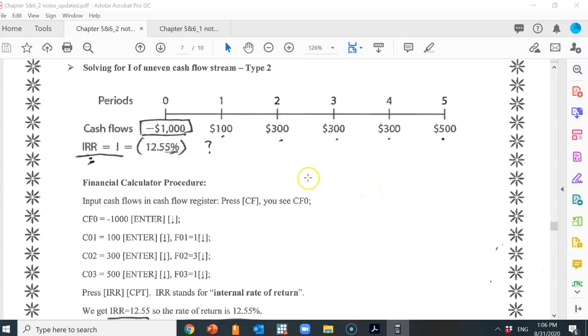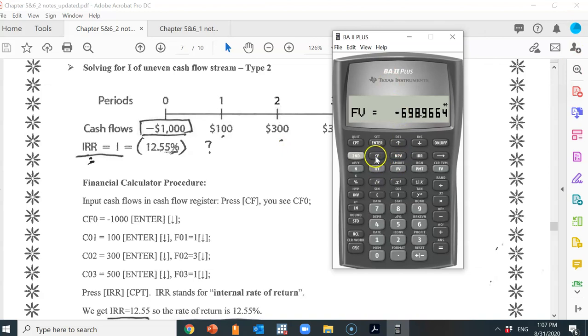Okay, what if we want the interest rate for the second type of cash flow? For example, if we have cash flow 0 as negative 1,000, cash flow 1 as 100, cash flow 2 as 300, we have 3 300s, and then we can put cash flow 3, the fourth group of cash flow, as 500, frequency 1. We can calculate the interest rate by using the IRR function, if we know how much we need to deposit today in order to get that income in the future.